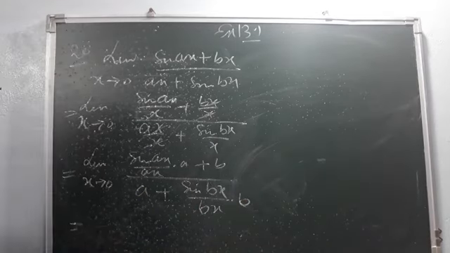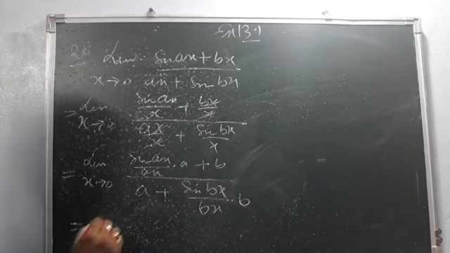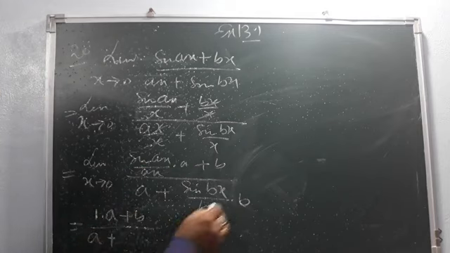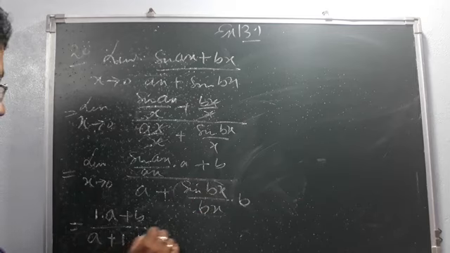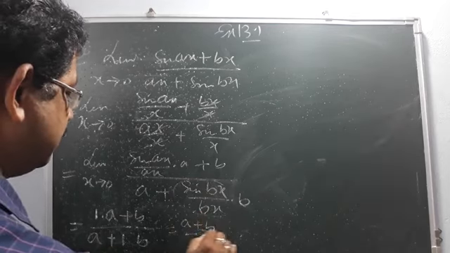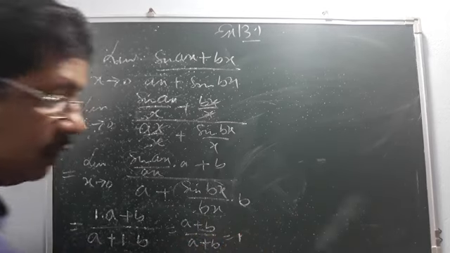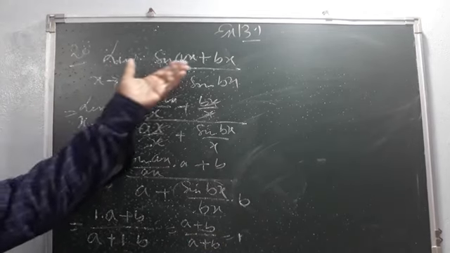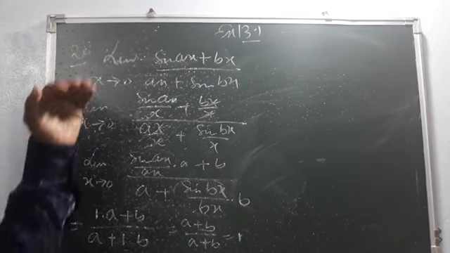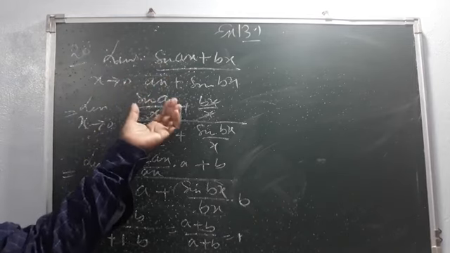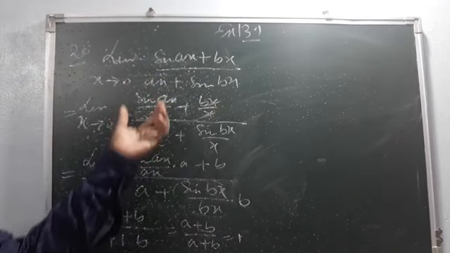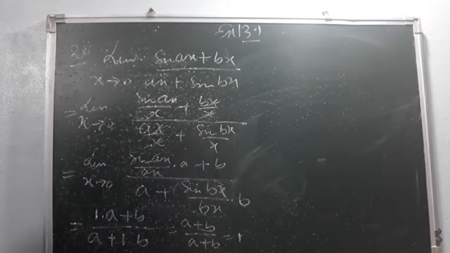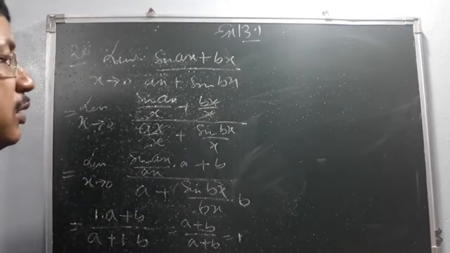Now x tends to 0 means ax also tends to 0, so this will convert it to 1 into a plus, here as x tends to 0, bx also tends to 0, so we can write it as 1 into b. So we get a plus b by a plus b, and it is 1 only. So students, now I want to explain this one. Here limit, this one is 0. So the only target is to make sin theta by theta form. So sin ax by x, bx by x, I have written ax by x, sin bx by x. So every term I have divided by x.